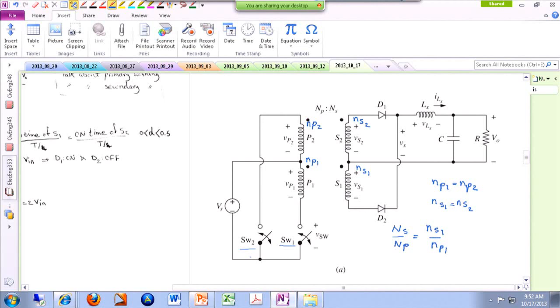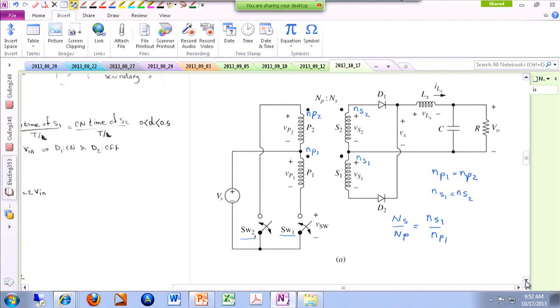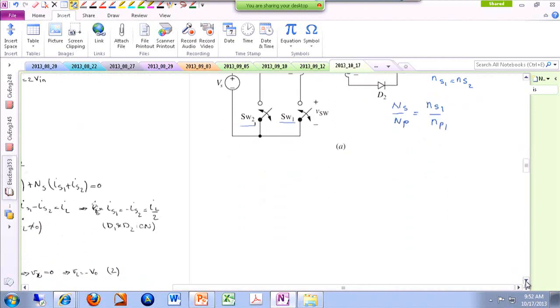All right. Now that we have two switches, we have to talk about the switching pattern. So what is our switching strategy? So this is our switching strategy. First of all, we divide the period into two equal time spans, and we turn SW on in the first one. So this is for SW1.